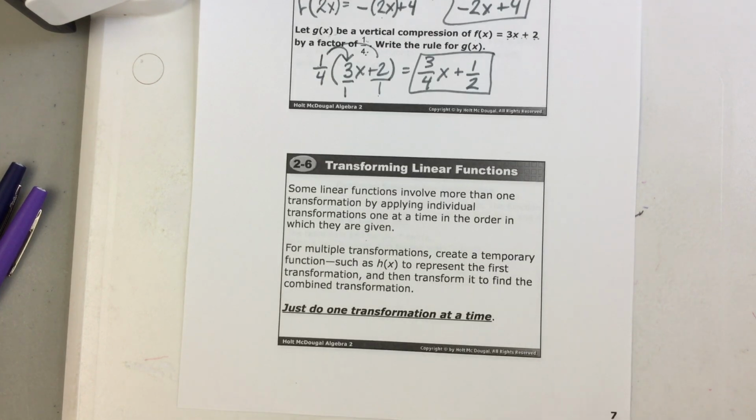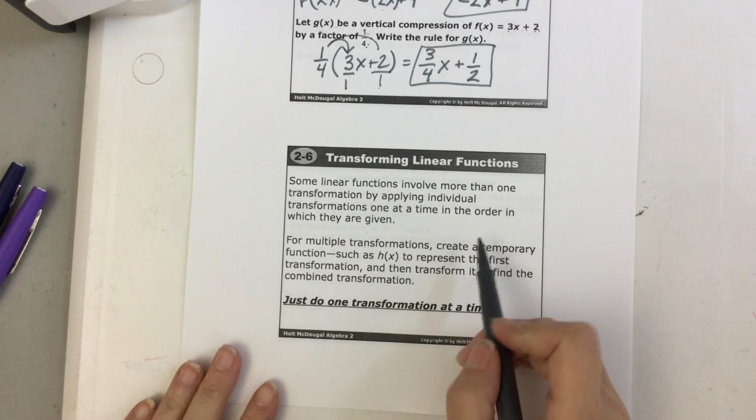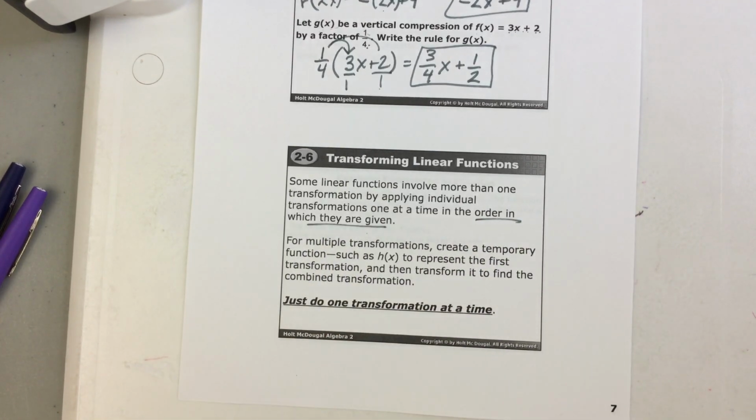Some linear functions involve more than one transformation, by applying individual transformations one at a time in the order in which they're given. So they might have you do a bunch of transformations. You just have to take a big breath, not worry about how many you're doing.